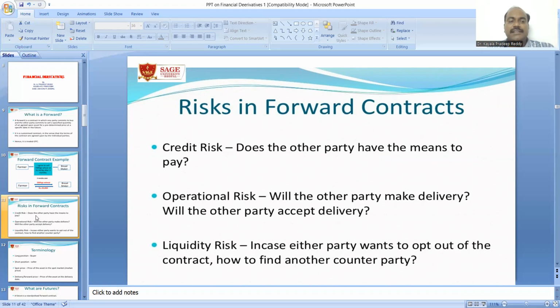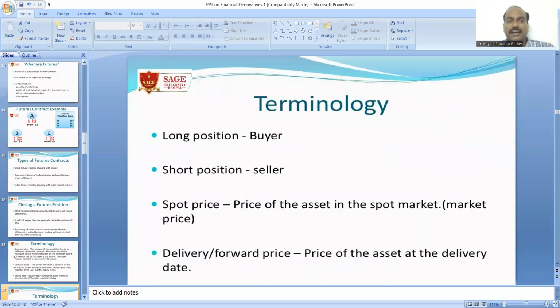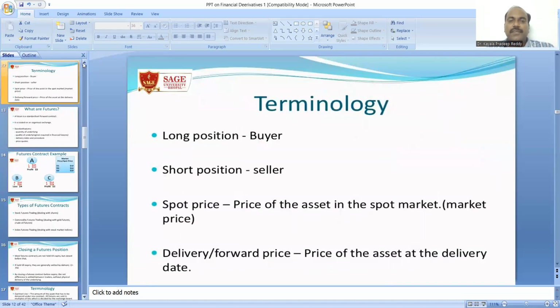Now let us see the terminologies used in these contracts. Long position is used for the buyer, and short position is for the seller. Spot price is the price of the asset in the spot market, and the delivery or forward price is the price of the asset at the delivery date.